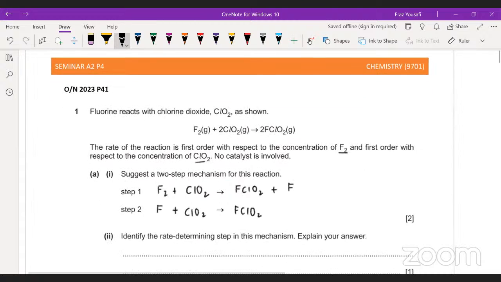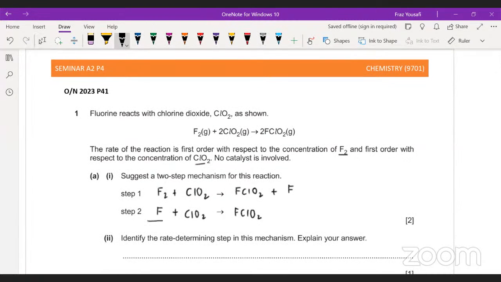Now, if I ever want to check my reaction, what you're supposed to do is simply compare what you've done, and cancel out your intermediate. So this would cancel out, this would cancel out. You can see that in your overall equation, there would be 1 mole of F2, 2 moles of ClO2, and 2 moles of FClO2. So it's exactly equivalent to the equation that you've written, as you've presented it, as you've shown it.